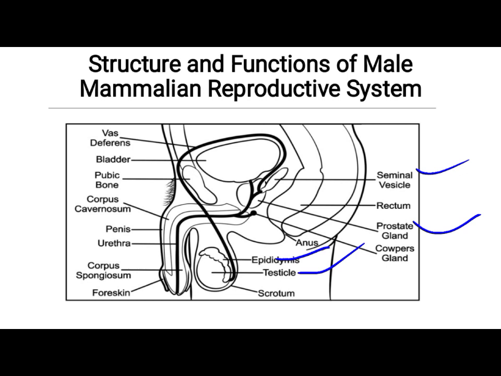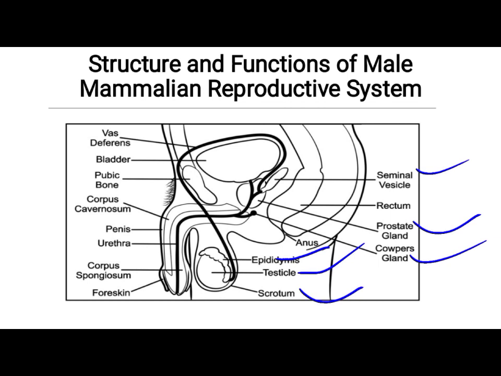Apart from that, you also have the Cowper's gland, just a little below the prostate gland. The Cowper's gland secretes seminal fluid too, and the seminal fluid in this case will help to increase the pH of the female reproductive system, which is usually acidic. It's so that the sperms will not be killed by the female reproductive medium.